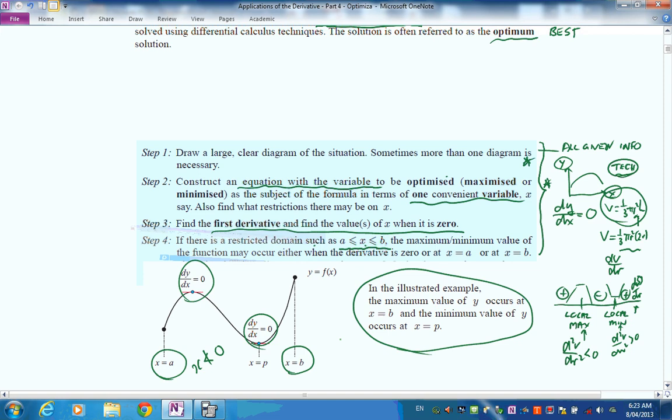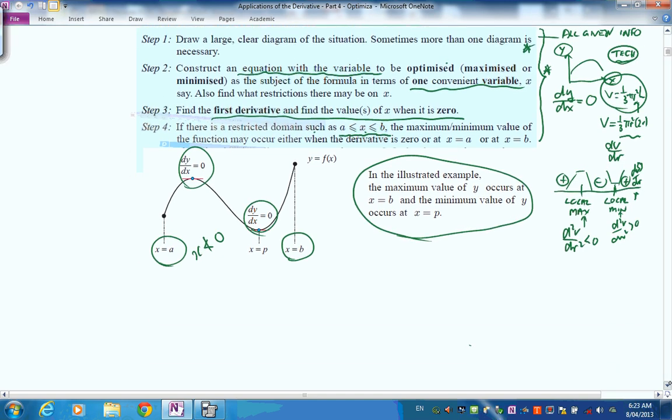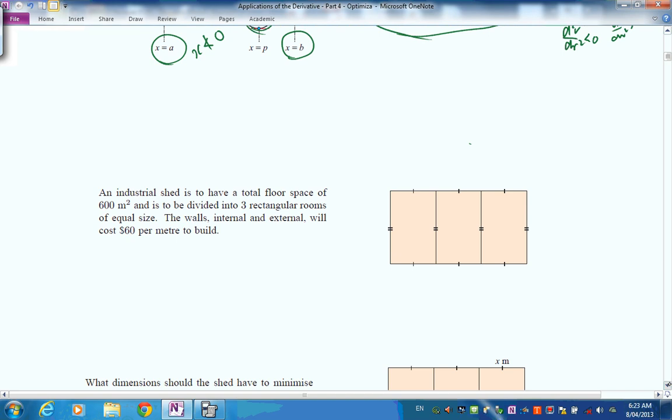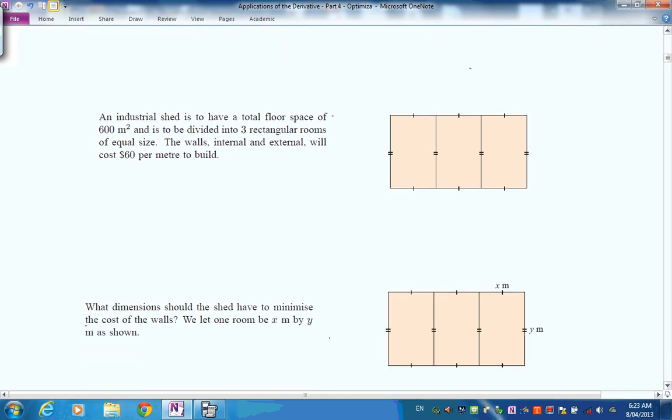All right, you might just pause the presentation, go back and think about that, because they are our tools now, and we want to go on and do a problem. So come down and let's have a look at the first one here from Hayes and Harris. So we've got an industrial shed of 600 square metres. Not a bad idea to underline information, so use it all. It's going to be divided into 3 rectangular rooms of equal size, and it's $60 per metre. So there's our information. Here's our diagram, so we've labelled it clearly with all the equal pieces here.